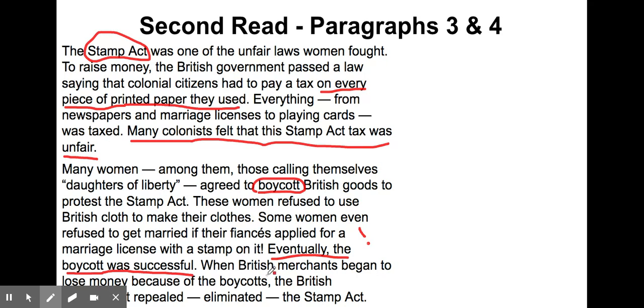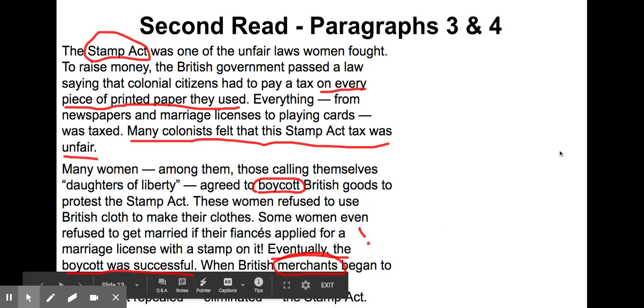When British merchants began to lose money, merchants is just another way of saying someone who was involved in a trade, so like store owners. When British merchants began to lose money because of the boycotts, the British government repealed or eliminated the Stamp Act. So I don't have to circle that because my author already told me that repealed means eliminated, or they got rid of the Stamp Act. Perfect. Now let's move forward with our gist.